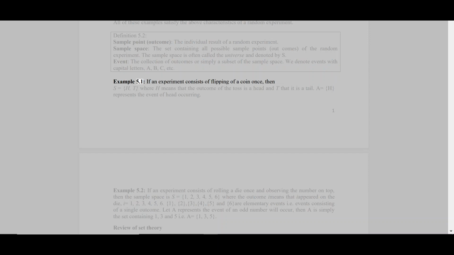Example 5.1: If an experiment consists of flipping a coin once, then S = {H, T}, where H means that the outcome of the toss is a head and T that it is a tail. A = {H} represents the event of a head occurring.